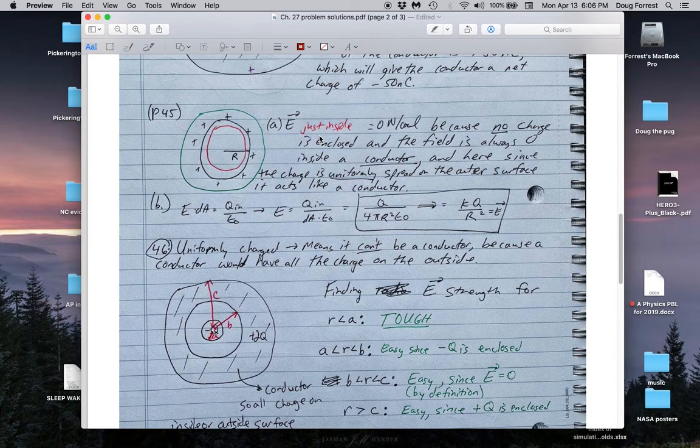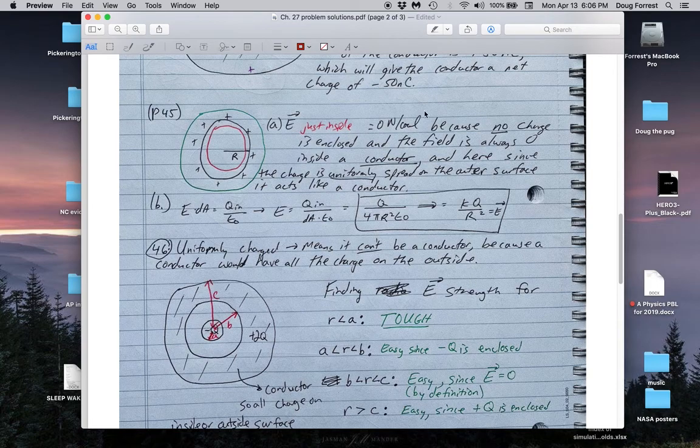So down here, problem 45, what's being asked is, find the electric field inside and outside a hollow plastic ball of radius r that has a charge q uniformly distributed on its outer surface. So that's acting like a conductor, even though it's not, because the charge is all on the outer surface. So I don't know why they said that.